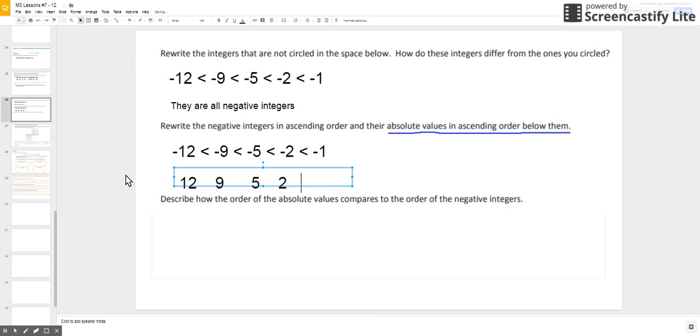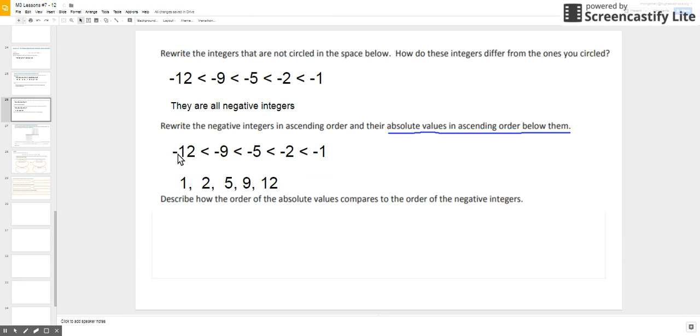So if I was to write this in ascending order, the 1 would come first, the 2 would come second, the 5 would come next, because these are the absolute value of -1, absolute value of -2, absolute value of -5, and then the absolute value of 9, and then the absolute value of 12. So these are in ascending order based on the absolute values. There you go. That's what they asked us to do. This is the ascending order of the integers. This is the ascending order of their absolute values.